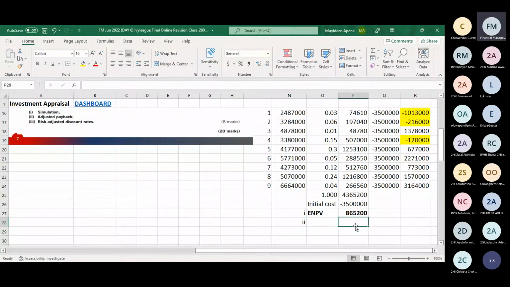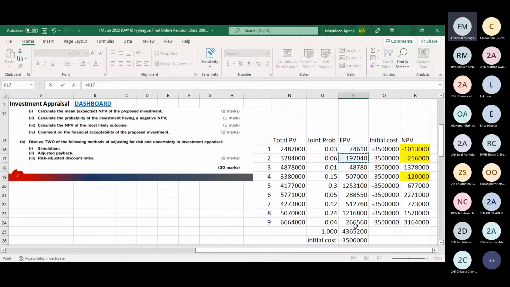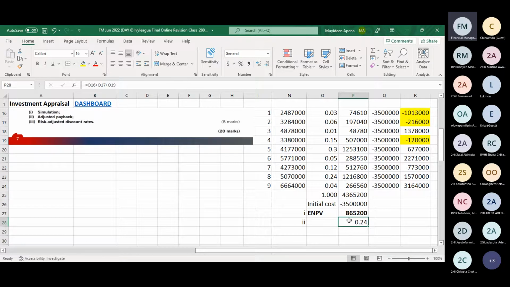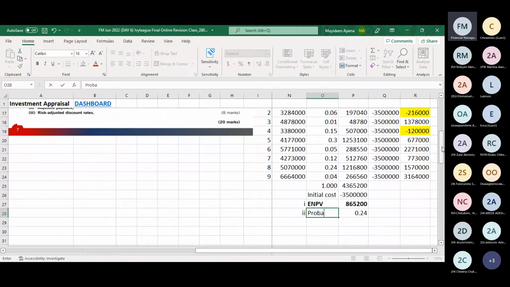So what are we going to do? We will sum up those probabilities. Can you see it? The first one is 3%. The second one is 6%. And the third one is 15%. Those are the probabilities. So we sum them together and it shows 24%, which is the probability of having a negative NPV on this project.